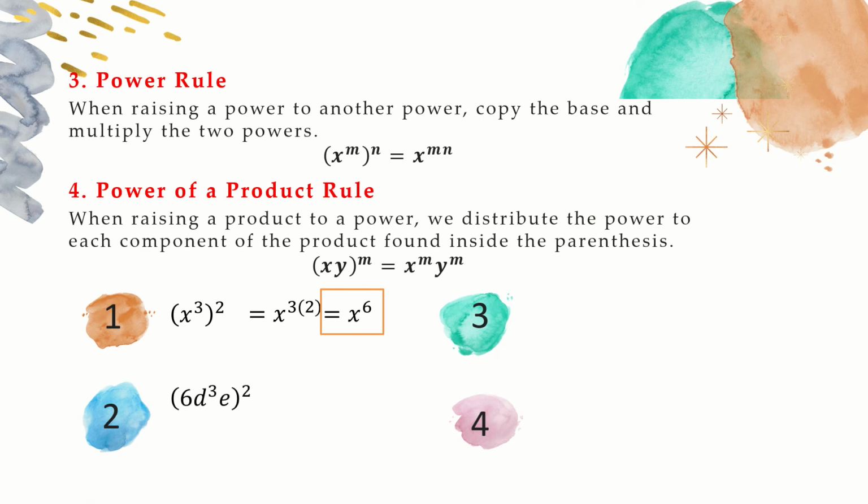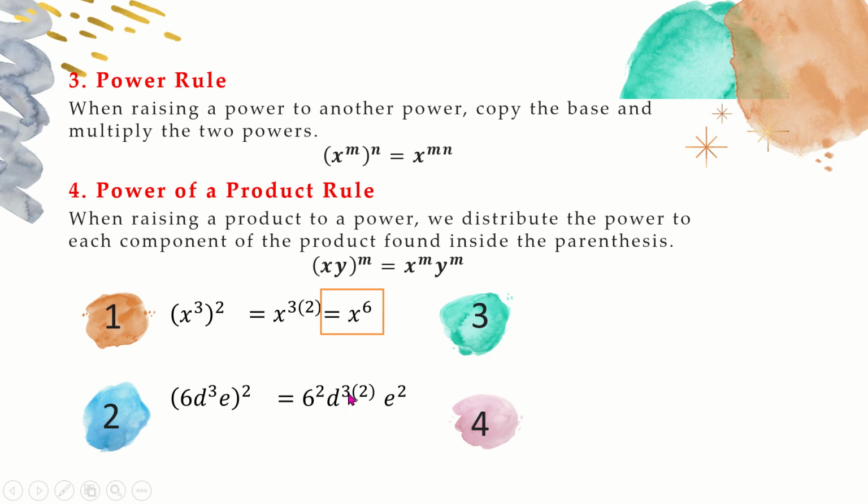Okay, next. The square of the product. This is the power of a product. The square of the product 6 d cubed e. The exponent of e is an imaginary 1. So we distribute the exponent 2 to 6, d cubed, and e. The exponent 2 comes from outside the parentheses, so it is distributed to 6, d, and e. So 6 has exponent 2.